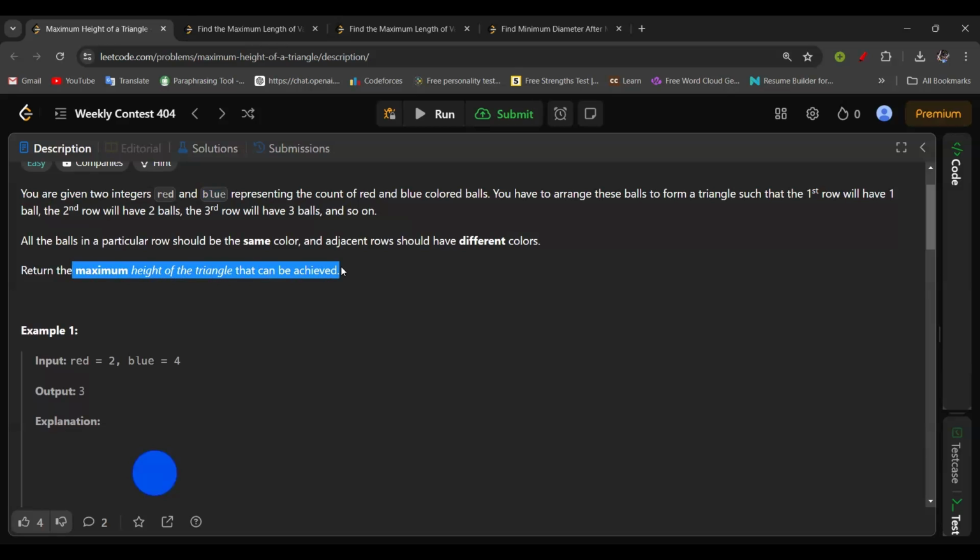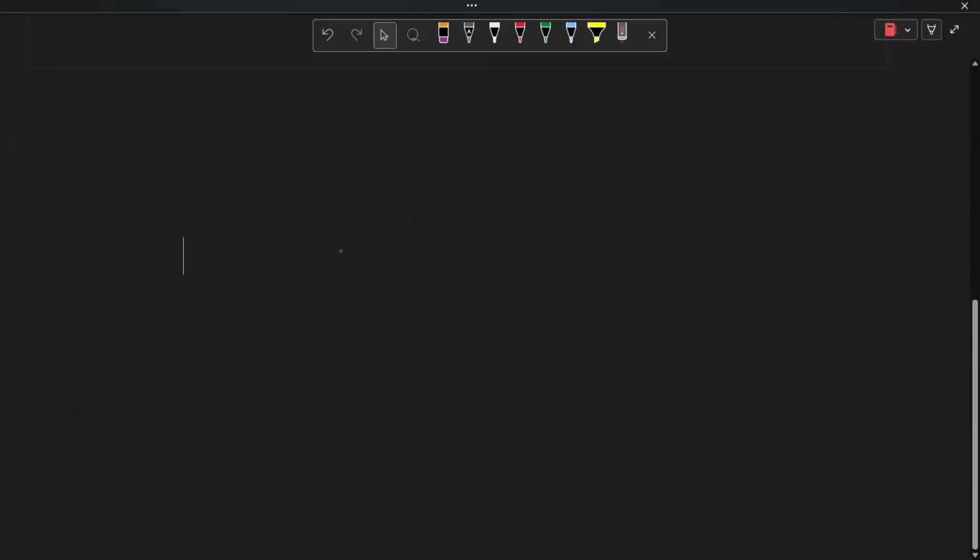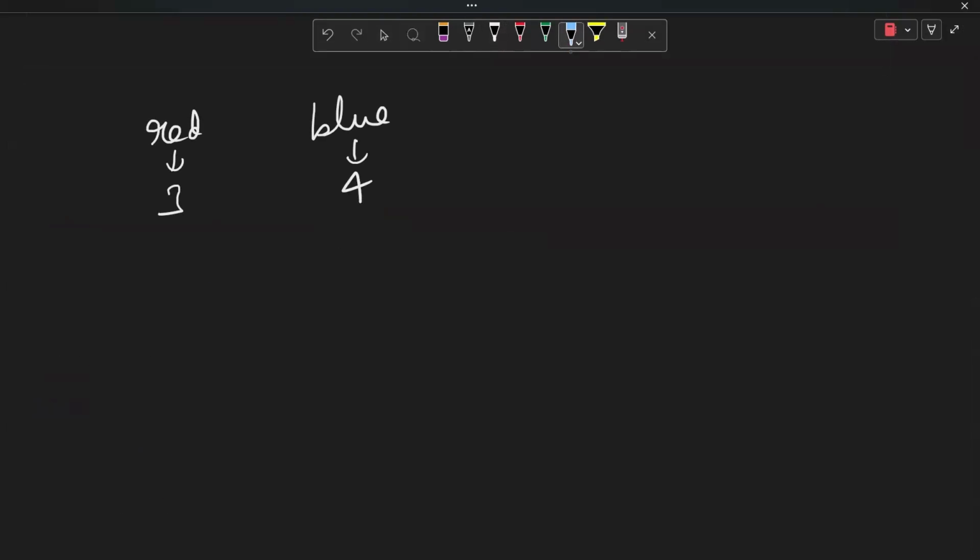Okay. So let's say you are given two integers, red and blue. Let's say you are given red as 3, blue as 4. So what you need to do is form triangles. You have two options. Either start with blue, and you have one blue, then two reds, then you would have three blues, then you would have four reds.